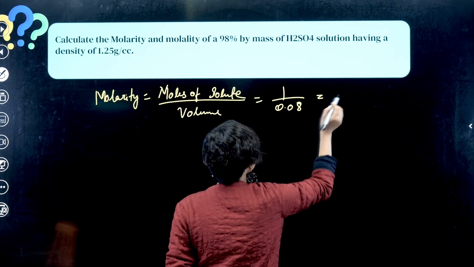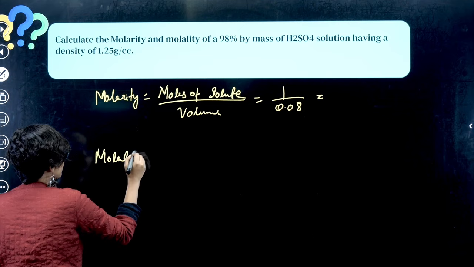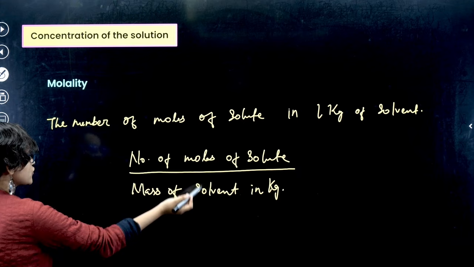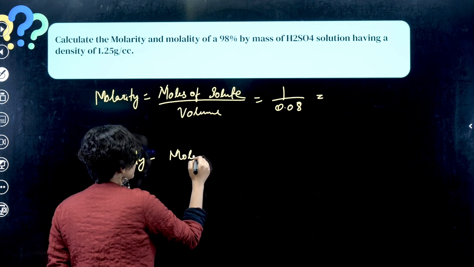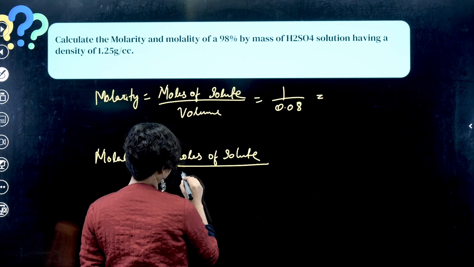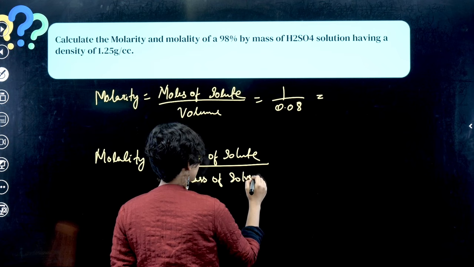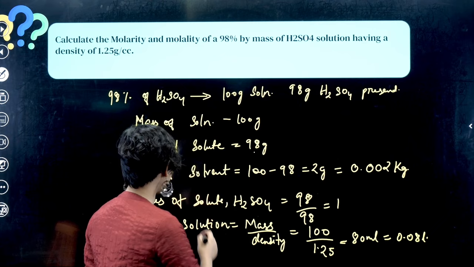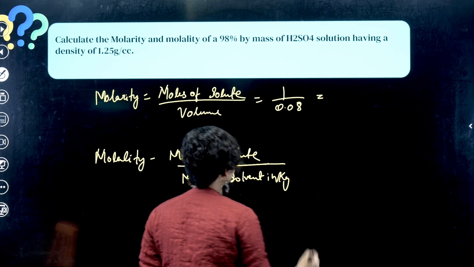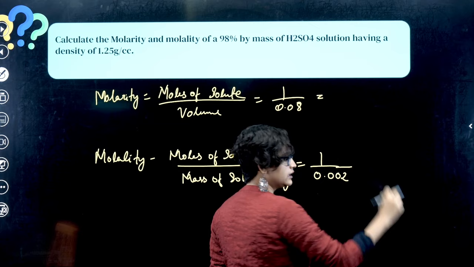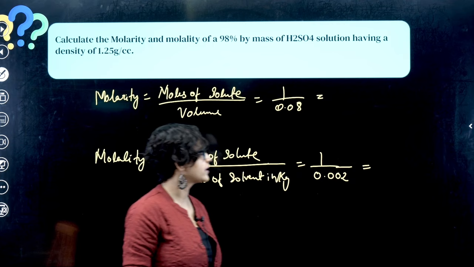Okay, then let's find out molality now. What is the molality formula? I just told you what molality is: number of moles of solute divided by mass of solvent in kg. Yes. So, moles of solute divided by mass of solvent in kg. What is the mass of solvent here? Mass of solvent is 0.002 kg. That means it is 1 by 0.002 kg. Am I right? Yes, exactly. So this also you figure out, and you will get the answer.